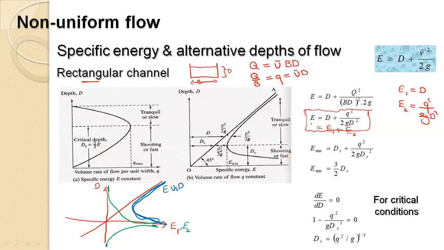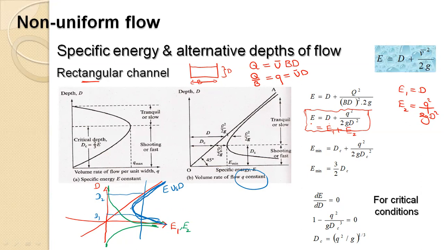So what I have done here is I plotted E1 and E2 separately and got the cumulative effect. So E, the specific energy, versus water depth will give me something like this, right? If I take a particular specific energy, it is related to two water depths, D1 and D2. So if I take a particular specific energy under a constant Q value, it is related to two water depths.